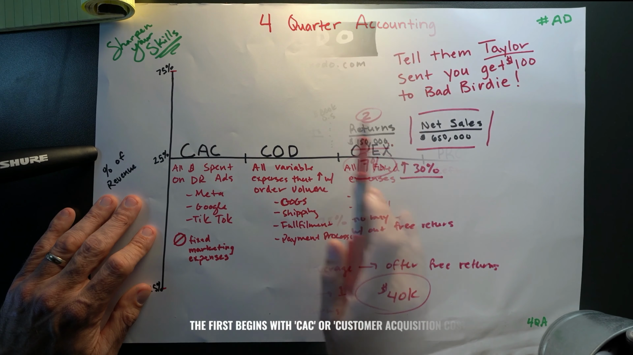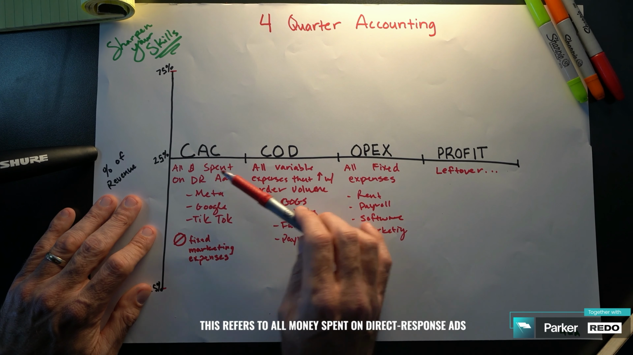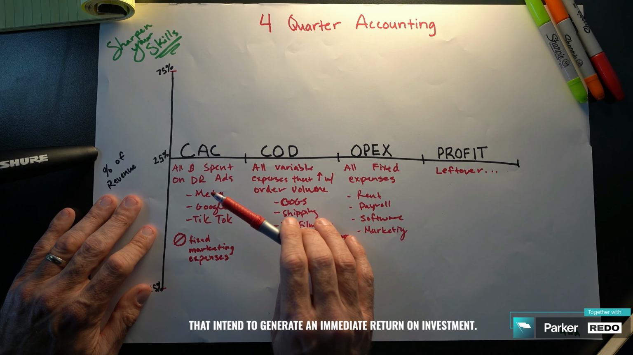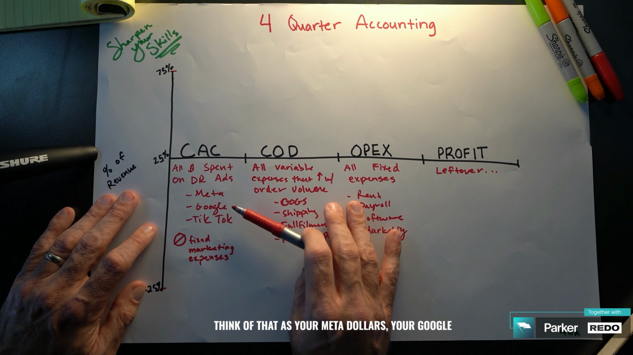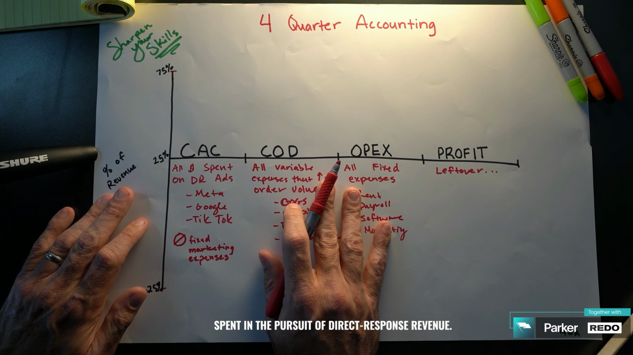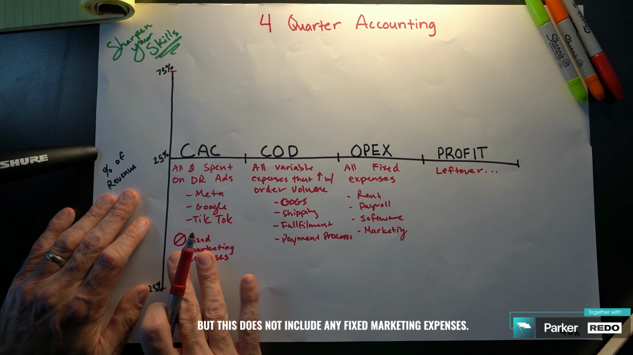First begins with CAC, or customer acquisition costs. This refers to all money spent on direct response ads that intend to generate an immediate return on investment. Think of that as your Meta dollars, your Google dollars, TikTok, Snapchat, etc. Any money spent in the pursuit of direct response revenue. But this does not include any fixed marketing expenses.